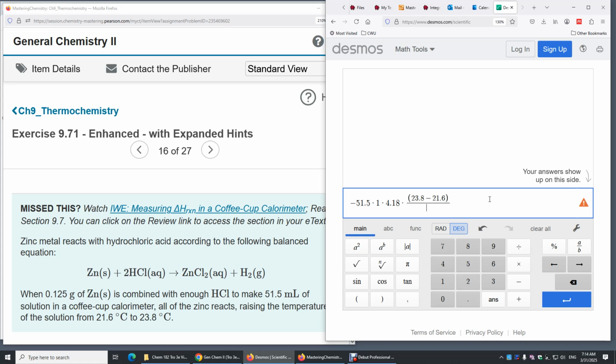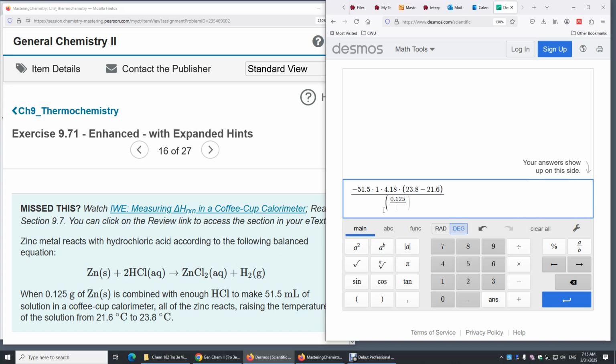And then divided by the amount of zinc. Maybe I should copy this and put it on top. That will make more sense. The heat released from 0.125 grams of zinc, I'll use this divided by the molar mass of zinc. You can look it up. We don't need this parenthesis here.